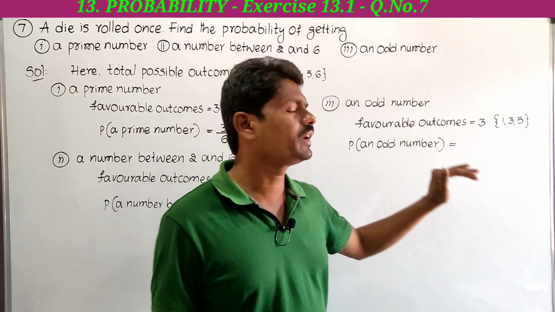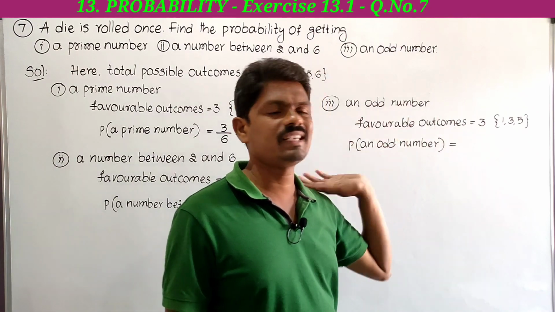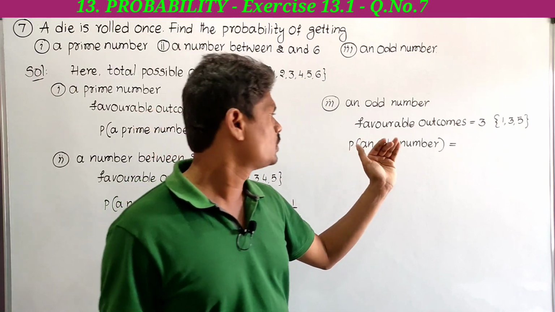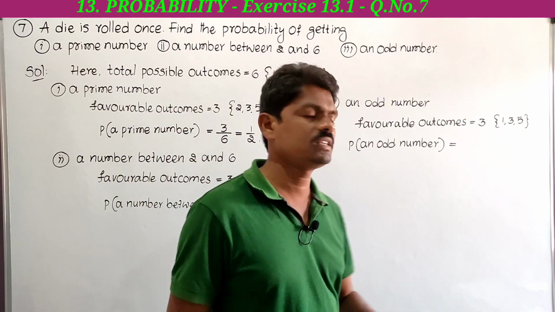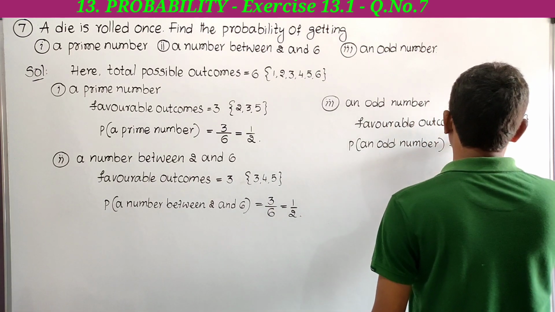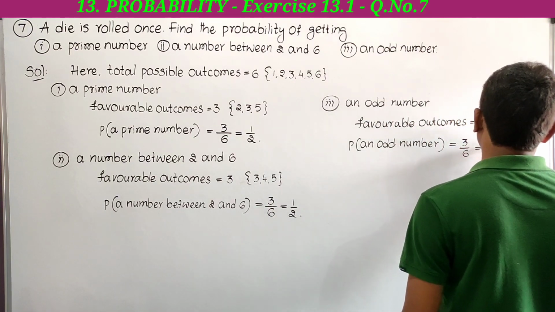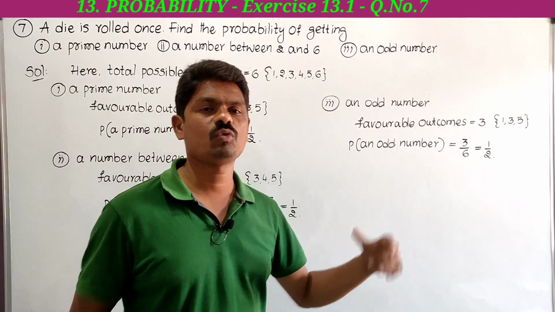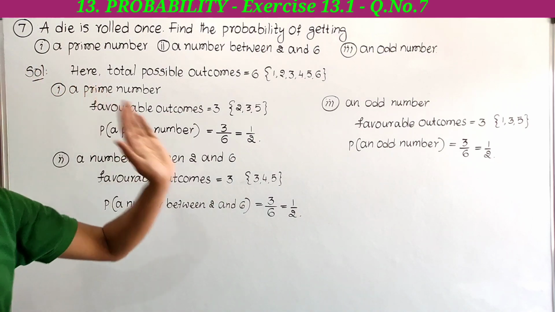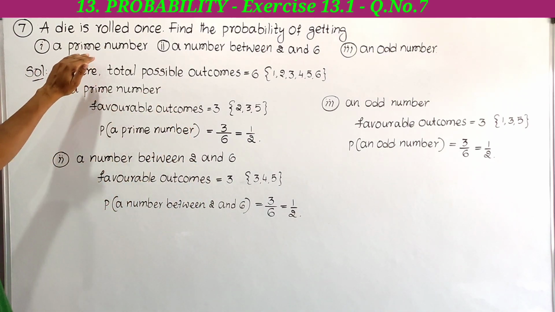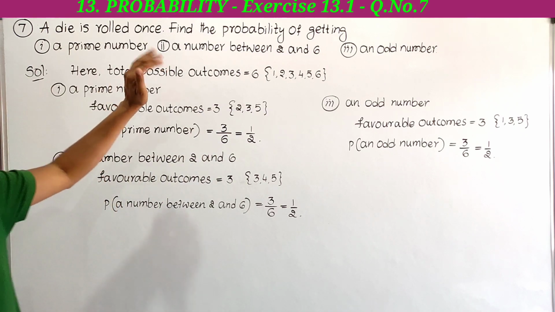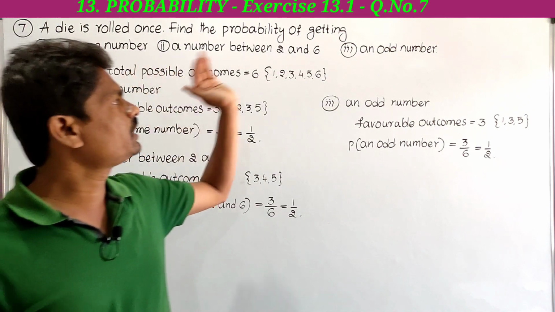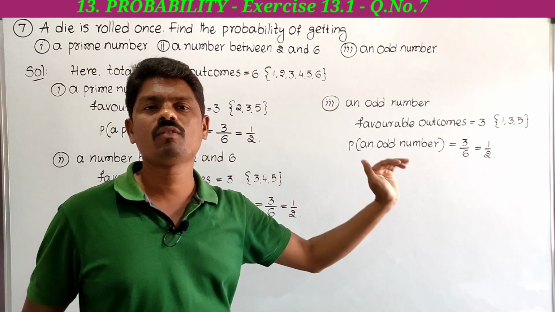So the probability of an odd number is equal to 3 by 6. Favorable outcomes are 3, total number of possible outcomes are 6. So 3 by 6 is nothing but 1 by 2. So the probability of an odd number is 1 by 2. So if a die is rolled once, then the probability of getting a prime number is 1 by 2. Then the probability of getting a number lying between 2 and 6 is also 1 by 2. Then the probability of getting an odd number is 1 by 2.